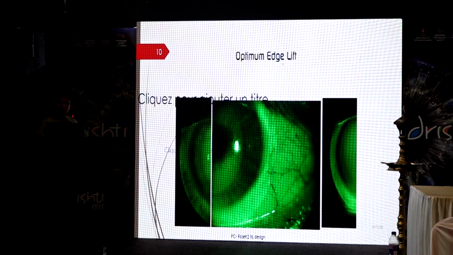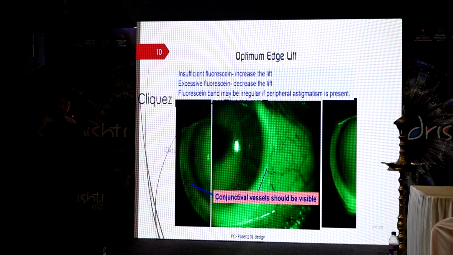Also, you need to have an optimum edge lift, right? So the vessels are not camouflaged or impinging, so they should all run and should be visible beneath the edge of the lens. So conjunctival vessels should be visible. If there is insufficient fluorescein along the edge, you need to increase the edge lift. If there is excessive, you need to decrease the lift. And a fluorescein band may be irregular if peripheral astigmatism is present.